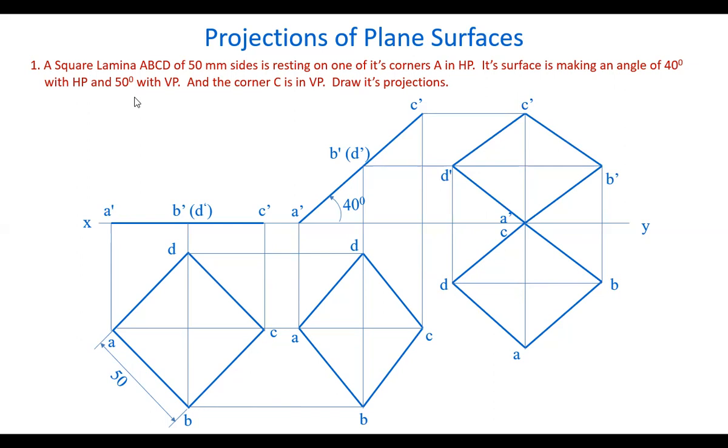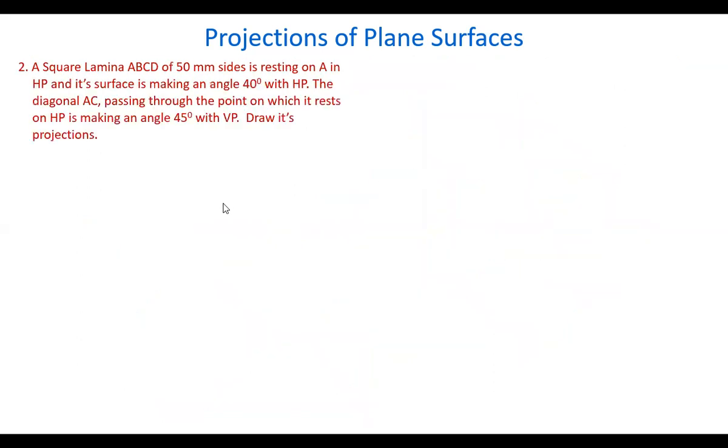You take 10 plus 80, 30 plus 60 or 40 plus 50, whatever it is, this is possible. So here, this is a typical case of the square lamina. Okay, next. Let's take another one.